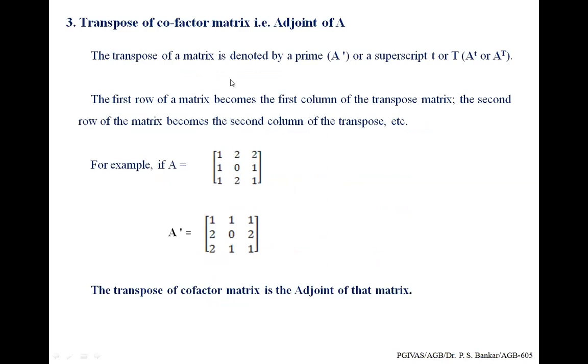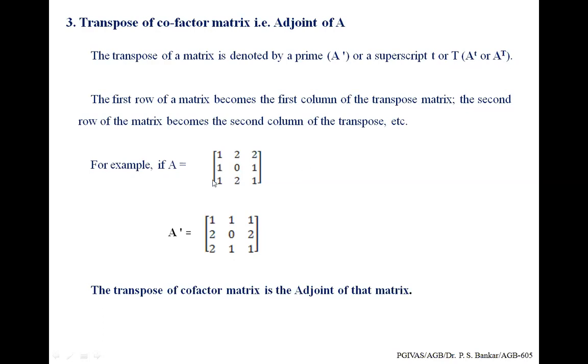So whenever we are transposing the matrix, the transpose of matrix is denoted by A prime. A prime is nothing but the transpose matrix of A, or we can indicate it by putting the superscript T or capital T. So A raised to T or A raised to capital T, this is the transpose of original matrix A.